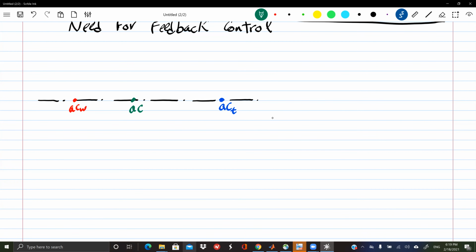Anybody remembers? The neutral point. Very good. And we want the CG to be in front of the neutral point or behind for stability? Any suggestions? Towards the nose. Exactly. Very good. So this is my CG for a stable configuration.